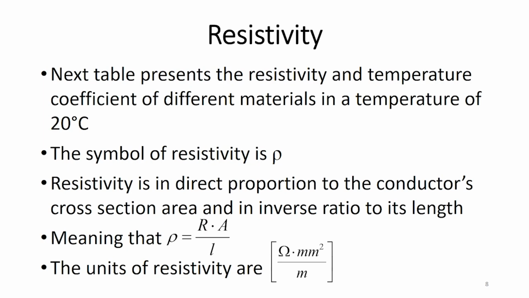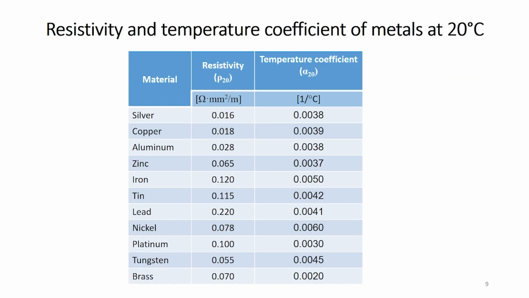Resistivity is in direct proportion to the conductor's cross-section area and in inverse ratio to its length, meaning that rho equals R times A divided by L. The units of resistivity are ohm times square millimeter divided by meter. This is a table that shows us the resistivity and temperature coefficient of several materials. For example, if we take iron, its resistivity is 0.12 and its temperature coefficient is 0.005.